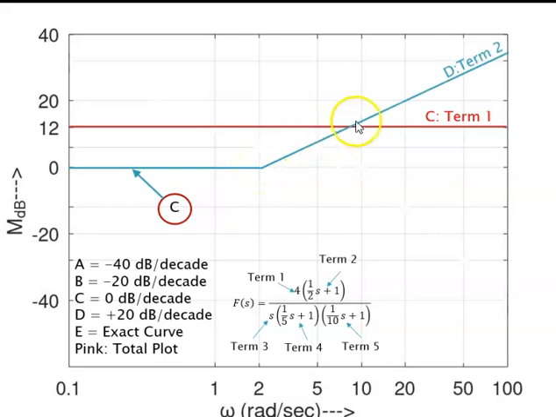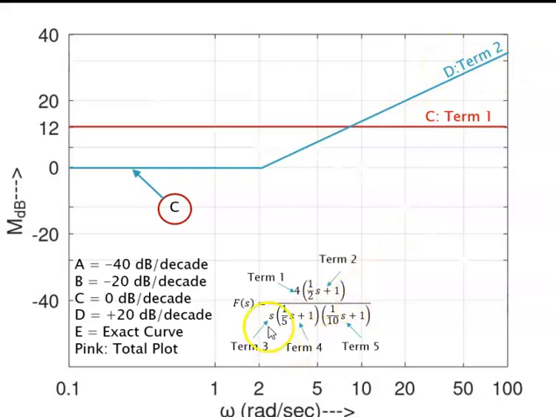So it is 0 up to 2 radians per second and is going up. You can see at 2 radians per second, its value is 0. At the end of the decade that begins at 2 and ends at 20, 2 times 10, so at 2 it is 0, and at 20 it is 20 decibels. And if you see, at 40 it will be another 20 decibels more. So this term D is plus 20 decibels per decade, and it is term 2.